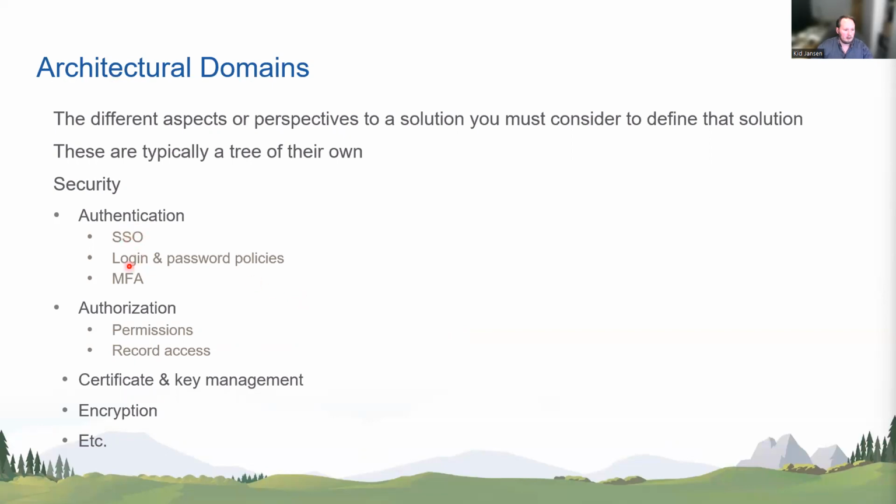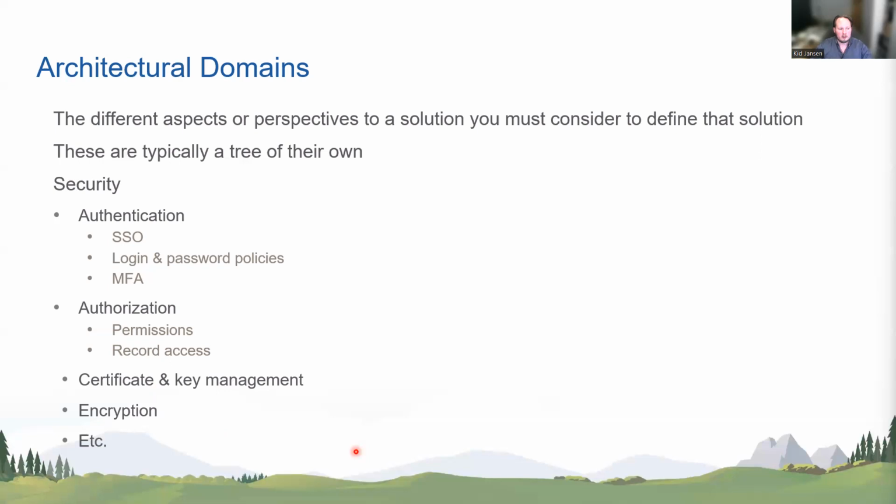So you can have single sign-on, you have the login and password policies, you have the two-factor, multi-factor authentication. For authorization, you can define permissions, so what you are allowed to do in general, but also the record access, so with which records you are allowed to do it, so the sharing model in Salesforce. You have certificate and key management, which to some extent is part of the single sign-on and login, but also is sort of an entity on its own. You have encryption, there's various privacy aspects, there's the governance aspects for logging and auditing, like the other parts of the Shield solution.